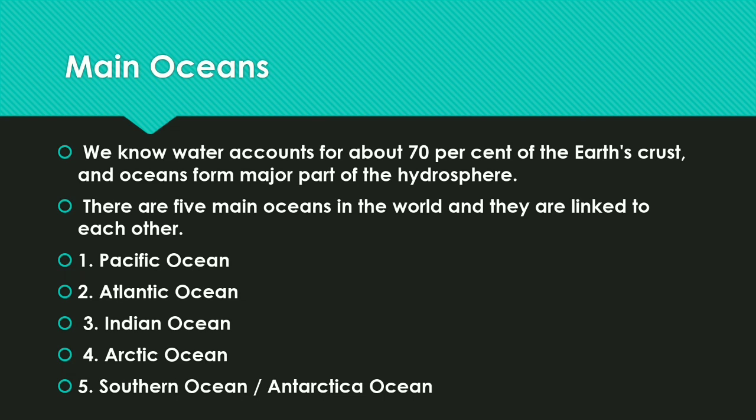There are 5 main oceans in the world. They are linked to each other. The 5 oceans of the world are Pacific Ocean, Atlantic Ocean, Indian Ocean, Arctic Ocean, and Southern or Antarctic Ocean.